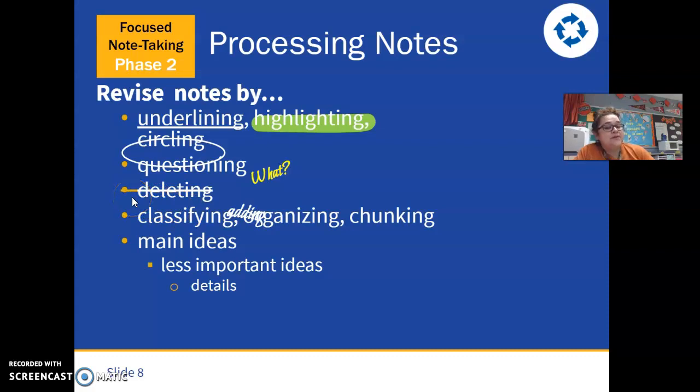Sometimes we write extra information in that we don't need. This can include deleting. But when we delete something, we don't need to scribble and scratch and make our notes messy. We just need to draw a line through it.